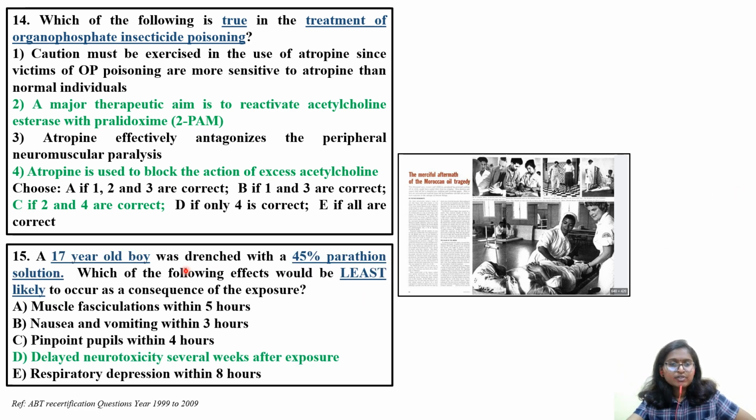Okay, then next we have question number 15. A 17-year-old boy was drenched with a 45% parathion solution. So parathion is an example for organophosphate, I believe. So parathion lung toxicity also very important. You people, one question on malathion, parathion will also come. Which of the following effects would be least likely to occur as a consequence of exposure?